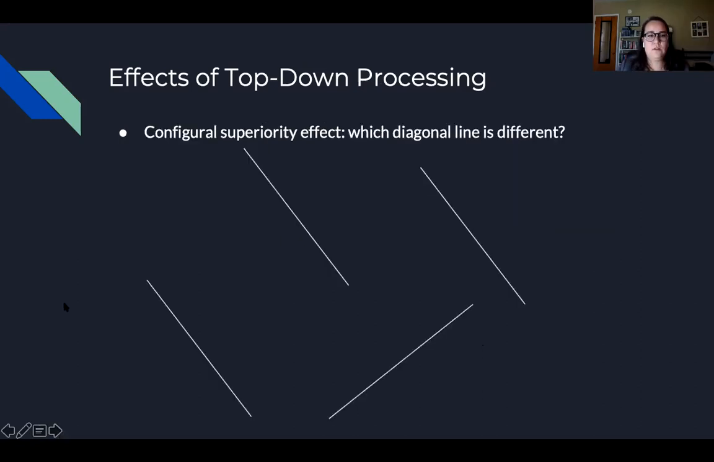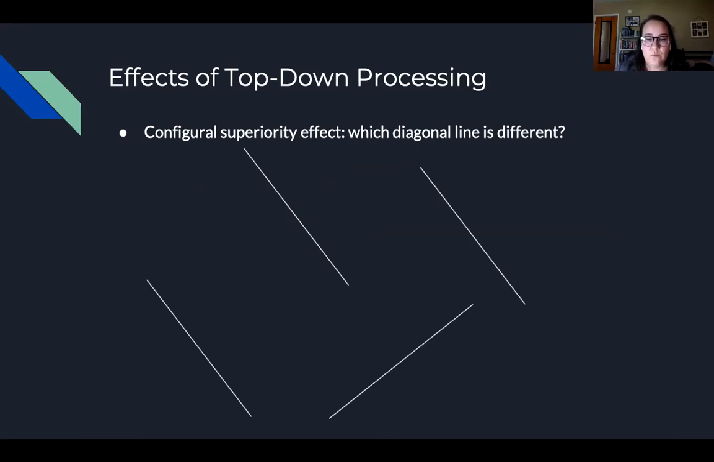And so we also see this in what's called a configural superiority effect. This is essentially the idea that objects that are presented in some sort of arrangement are easier to identify than those things that are presented in isolation.